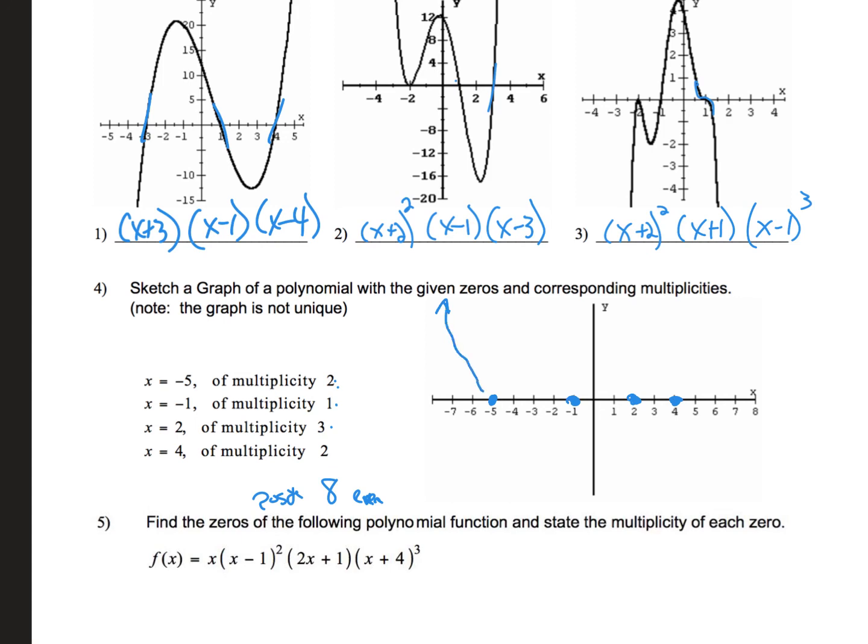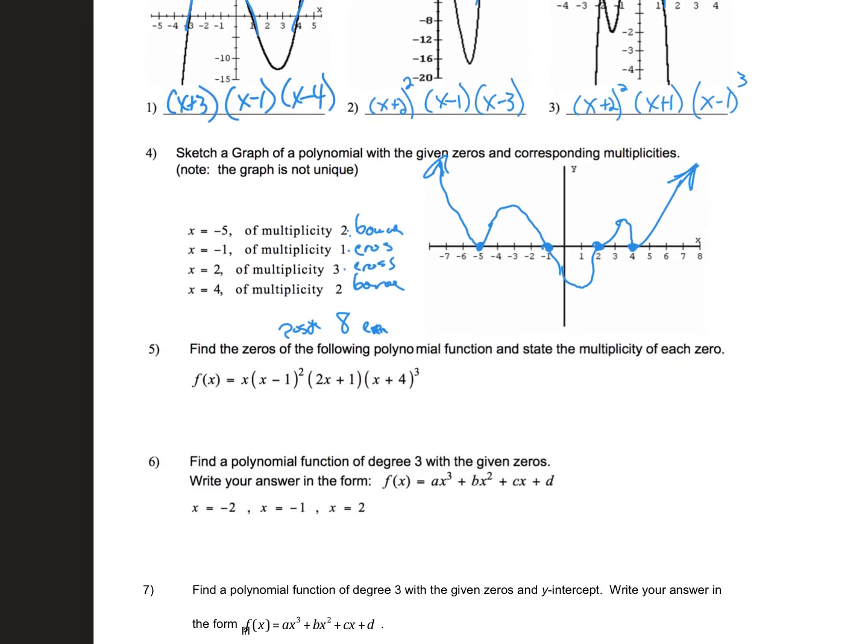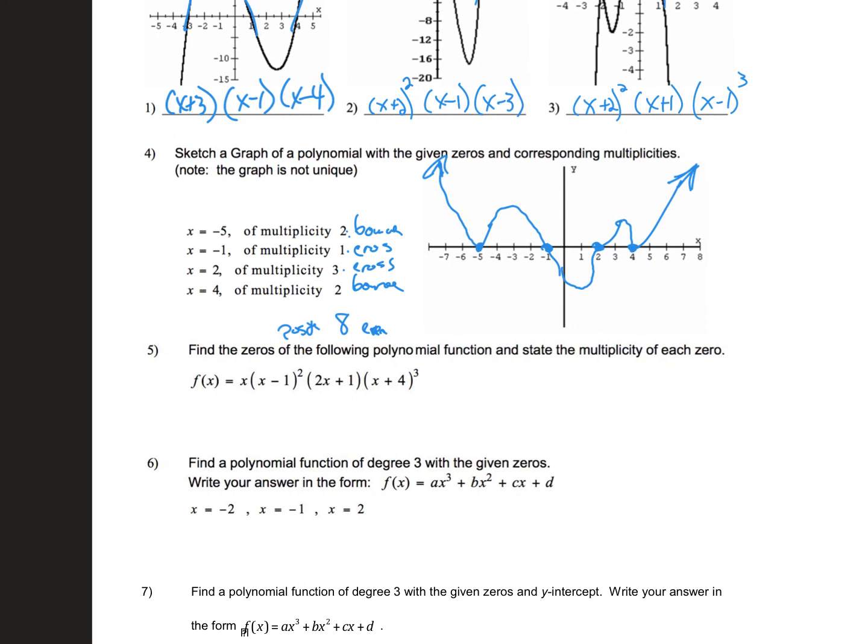And I'm going to bounce at -5. I bounce because of a multiplicity that's even. I'm going to go through at -1, that's cross. At positive 2, I'm going to do a kind of weird cross that is looking cubic, and then again it bounces at 4, and I'm done there. So it ends positive as well. So that's a good sign. Positive, even, they should both be going up. All right, pretty good there.